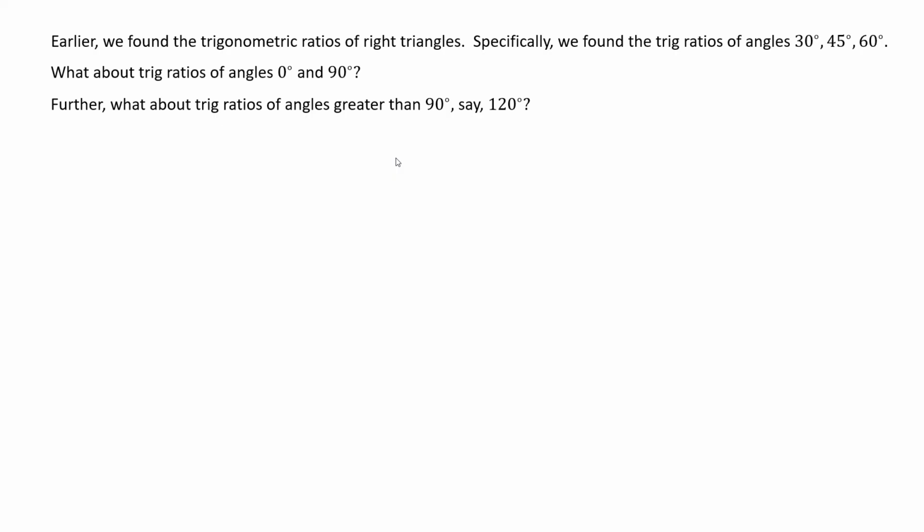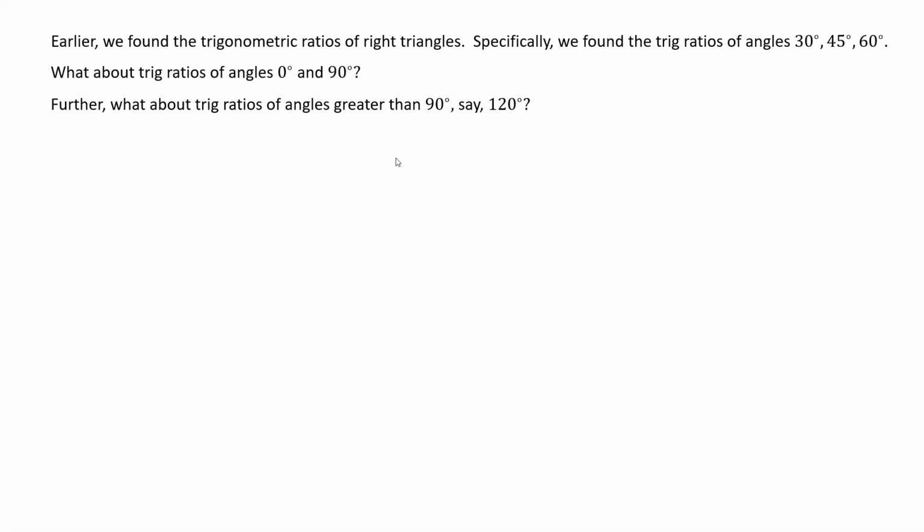A right triangle with one of the angles of the right triangle being 120 degrees. Is that possible? No, right? Because in a triangle, the sum of the interior angles should equal 180. One of the angles is already 90, so the sum of the other two angles must be equal to 90 degrees. So if a second angle is 120 degrees, gone, right? There is no way.